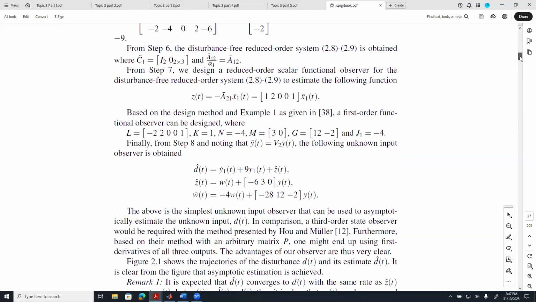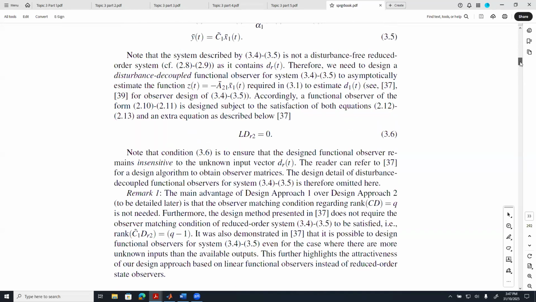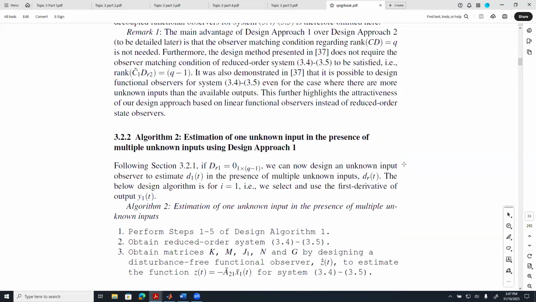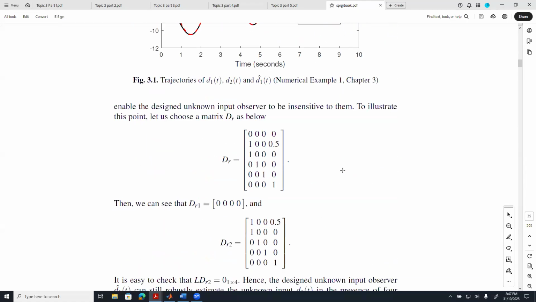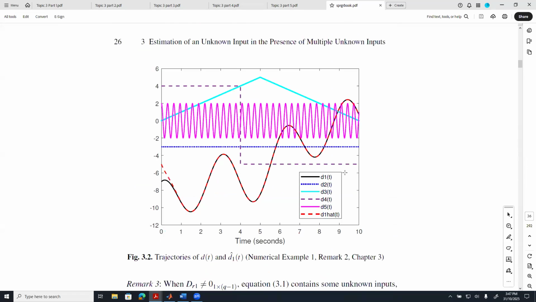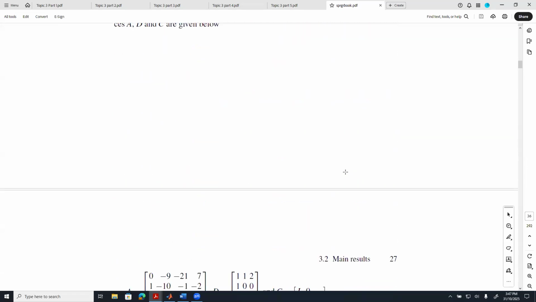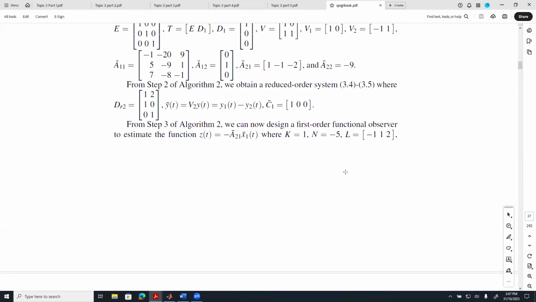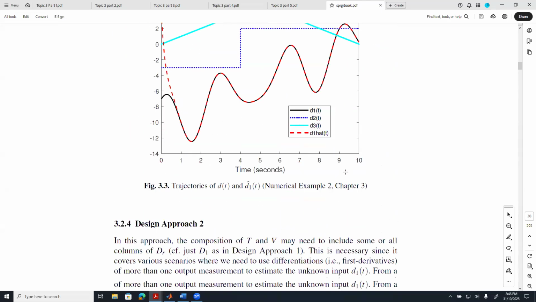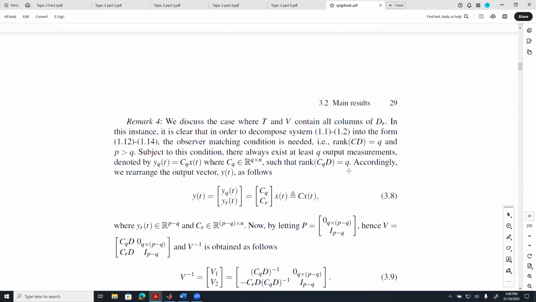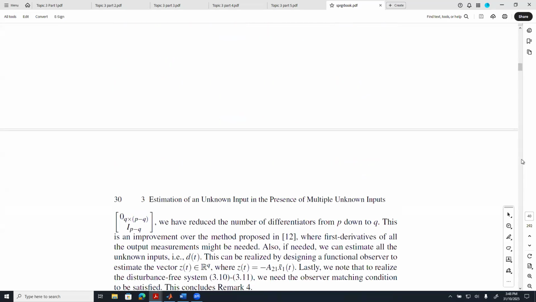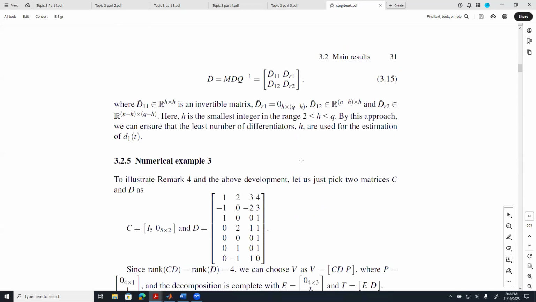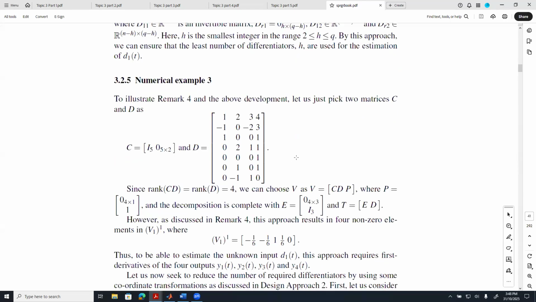This numerical example is the one demonstrating the row and column operation. My apology. Let's go down. Okay, here is an example.